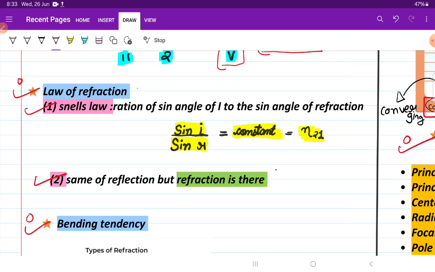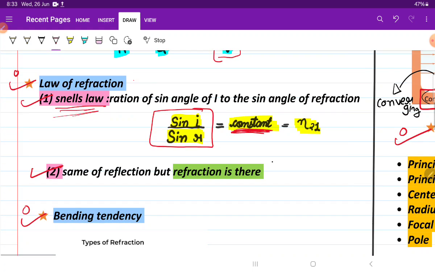Now, law of refraction. First law, Snell's law. A scientist, Snell, discovered this law. The ratio of the sine of the angle of incidence to the sine of the angle of refraction. That means we are comparing the ratio of sine angle I upon sine angle R. So this is the formula, and it is constant. Always it will be constant.